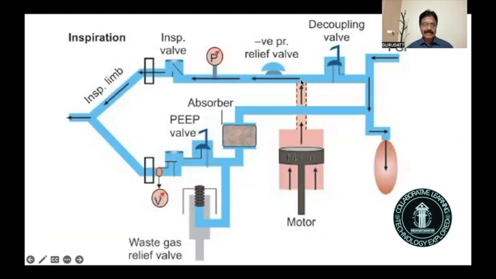So this is the inspiratory phase. Now you can see the inspiratory limb is there. During inspiration, the piston moves up and the gases are pushed into the inspiratory limb of the circuit, and during this time a positive pressure is created in the inspiratory limb. Because of the positive pressure, the decoupling valve will automatically close. Once the decoupling valve closes, the fresh gas flow cannot directly enter into the inspiratory limb of the closed circuit. The fresh gas flow can only enter into the bag.